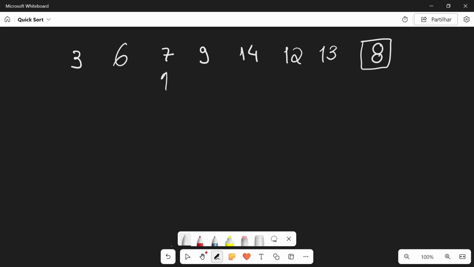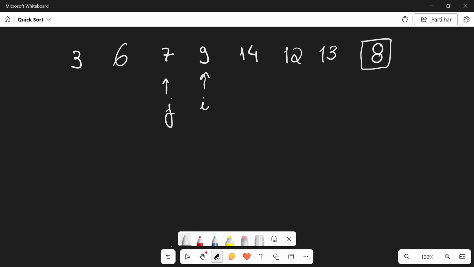Now i is going to move here, 7 is smaller than 8, so we continue moving, and then 9 is greater than 8, so i is going to stay here. j was originally here, and so it moves to the left. 14 is bigger than 8, so we keep going. 9 is bigger than 8, so we keep going, and then we stop at 7.